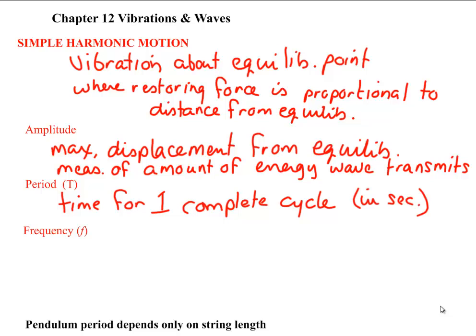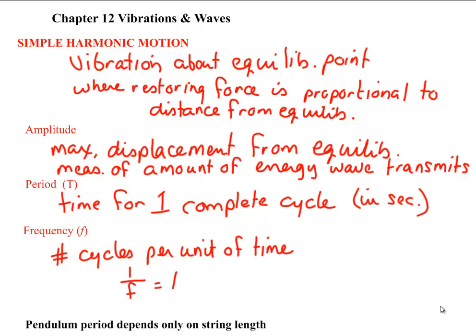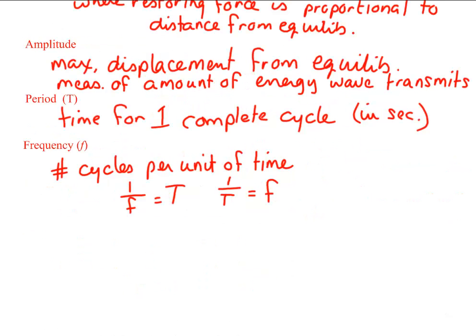Frequency is the number of cycles in a particular unit of time: cycles per second, oscillations per second, or waves per second. It turns out that frequency and period are inverses of each other. So 1 over the frequency equals the period, 1 over the period equals the frequency. One of the things we'll take a look at in class is a pendulum, and we'll look to see what variables might affect the period of the pendulum.